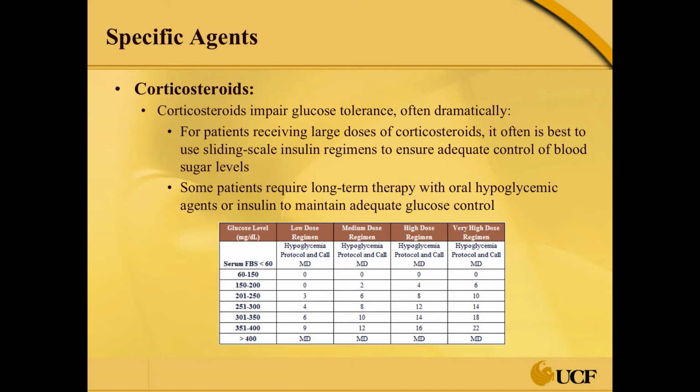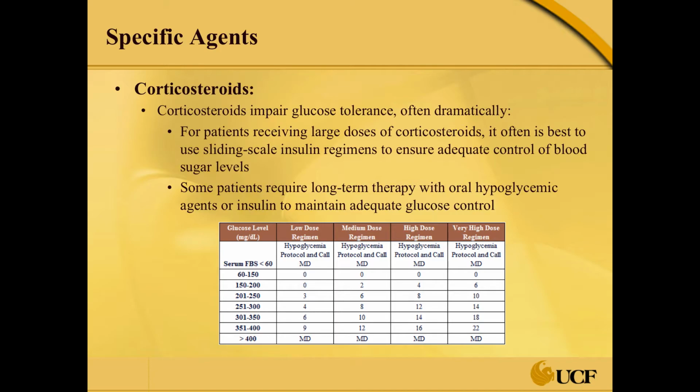And if they're going to be on long-term therapy, then oftentimes we may have to give them an oral agent, or even switch them over from an oral agent to insulin therapy if the patient develops increasing insulin resistance. This is an example of a sliding scale regimen using a low dose, medium dose, high dose, and very high dose regimen. And we learned earlier in the first part of the lecture that this is one of the instances where tight glycemic control is probably going to be warranted in the post-op environment for these patients.